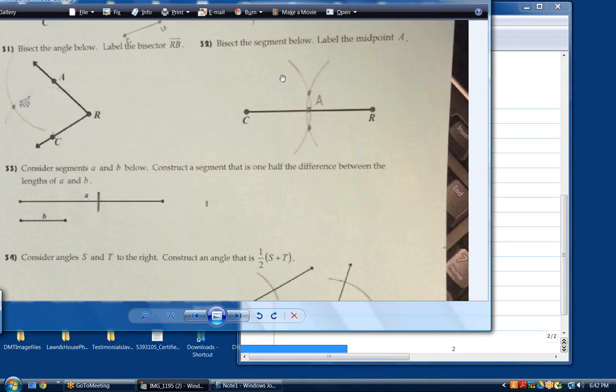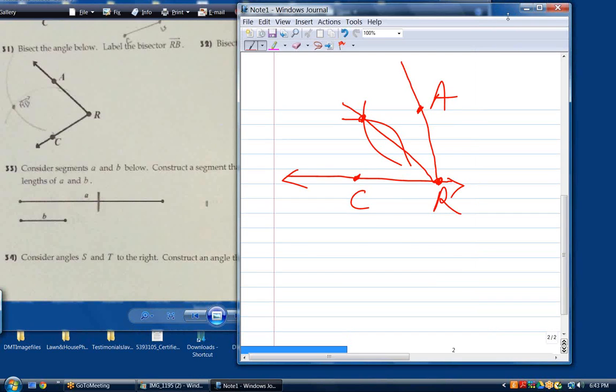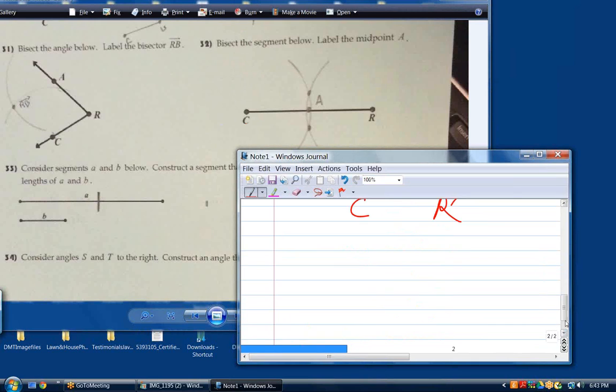These are a little tough. Looks like you did this one good. The only thing you need to make sure here is that the distance between your needle and your pencil on your compass is more than half the distance of C to R. Notice what would happen if it wasn't.